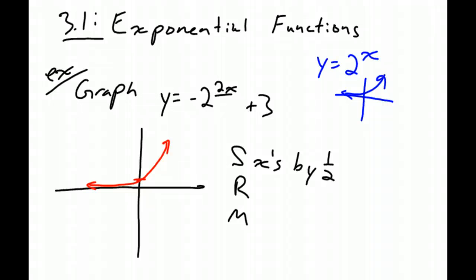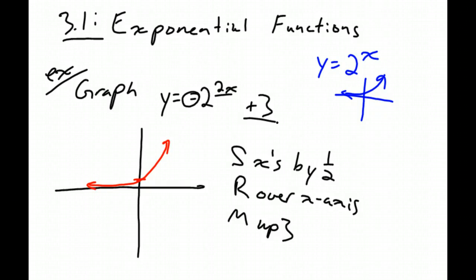Okay, for the reflections, we have a negative on the outside. So if it's not with the x, it means it's on the outside, so it's kind of like it's with the y. So we're going to reflect over the x-axis. And then this plus 3 is our only move, because I don't have plus or minus anything with the x, so I'm going to move up 3.